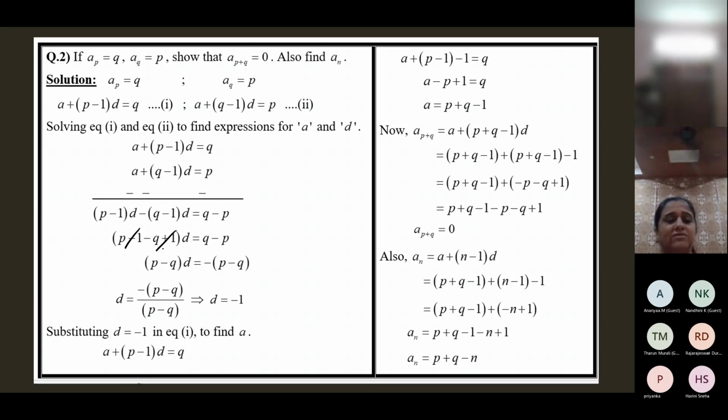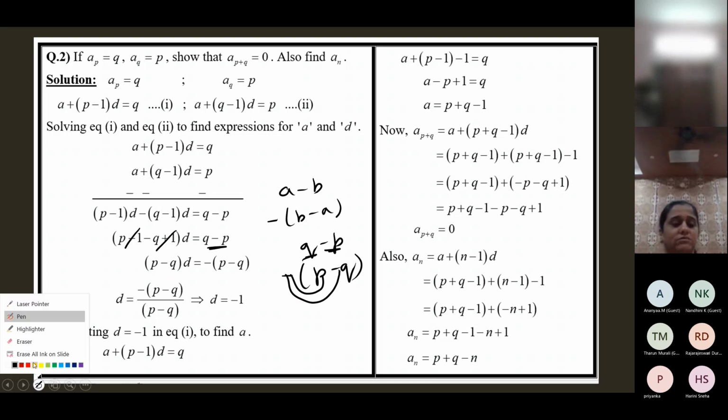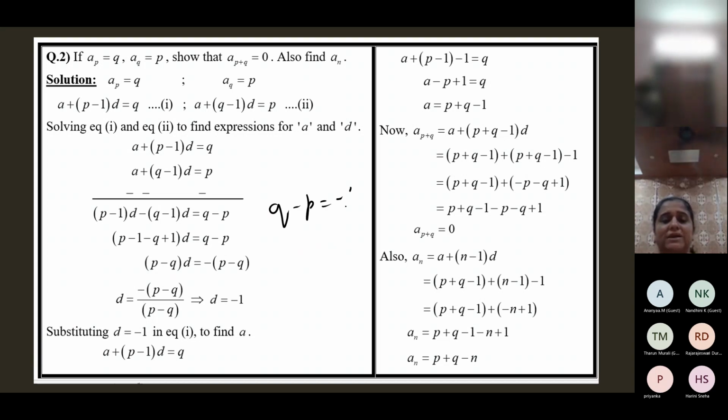Then the bracket cancels. So P minus Q into D is equal to Q minus P. We have seen this earlier: A minus B can be written as minus of B minus A. So Q minus P can be written as minus of P minus Q. So D is equal to minus of P minus Q divided by P minus Q, and this gets cancelled. So D is equal to minus 1.